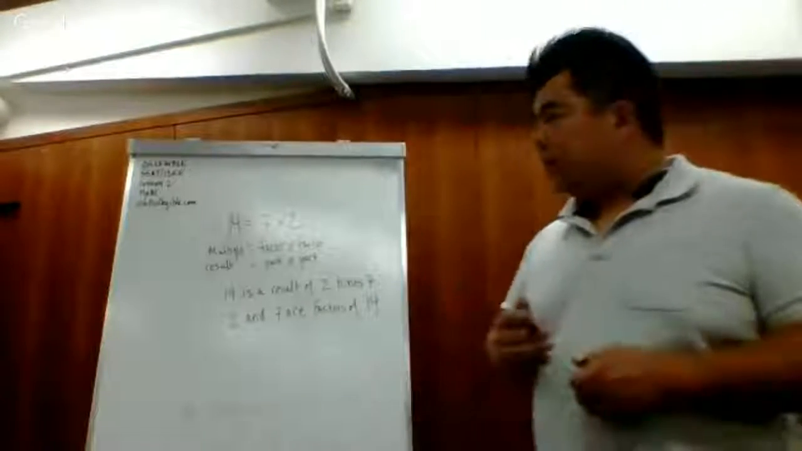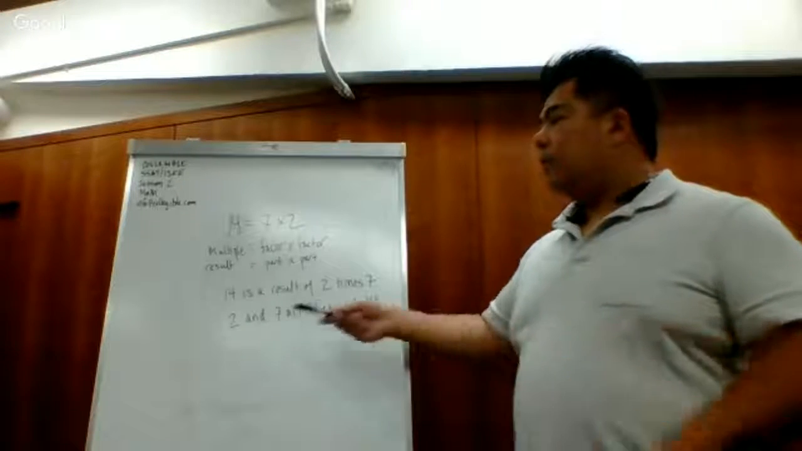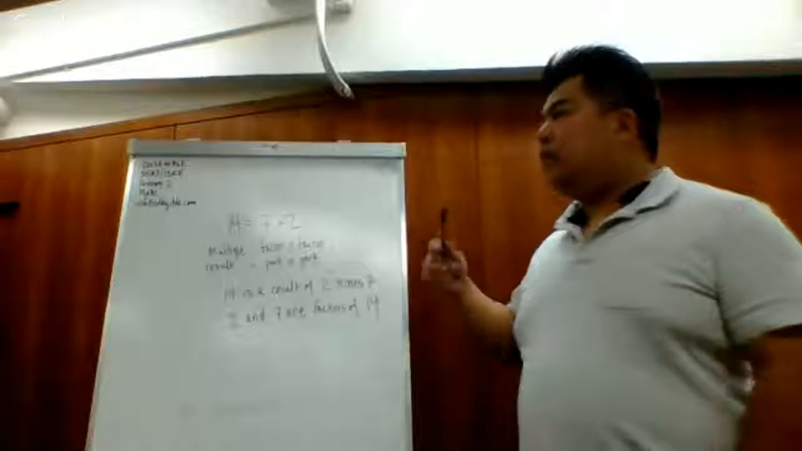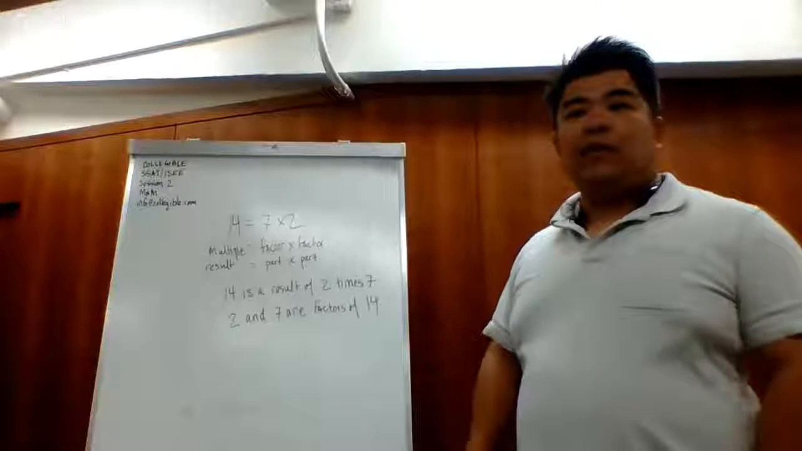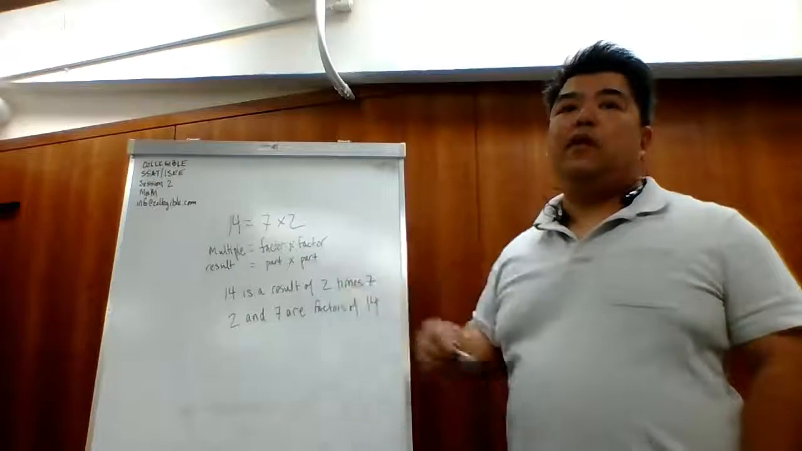Does this help when I write these sentences? 14 is a result of 2 times 7. 2 and 7 are factors of 14. So the words are very interchangeable. Do you guys see how that works? And it's easy to think of factors as parts, multiples as results.